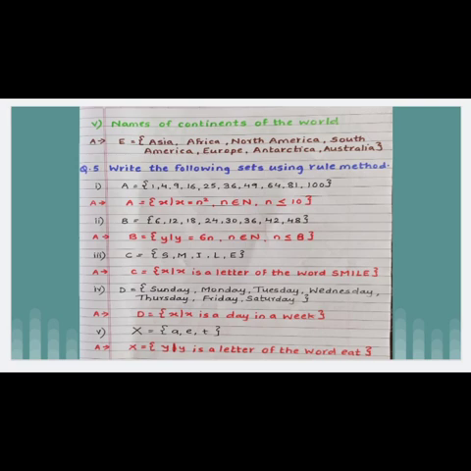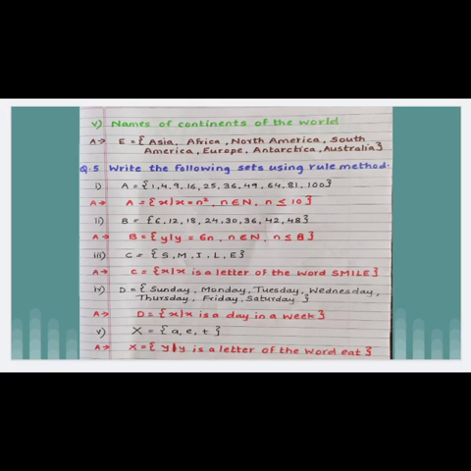Fourth one, D. Set D equal to curly bracket Sunday, Monday, Tuesday, Wednesday, Thursday, Friday, Saturday. What you observe from this set? These are the days of a week. Hence, how to write? Capital D is equal to curly bracket small x such that x is a day of a week. Now you understand, students, how to write by rule method.